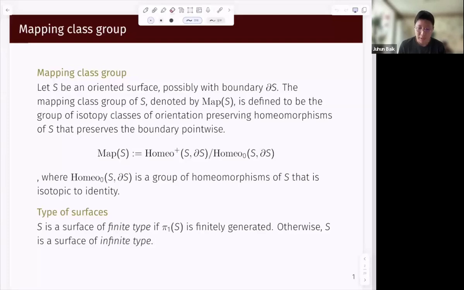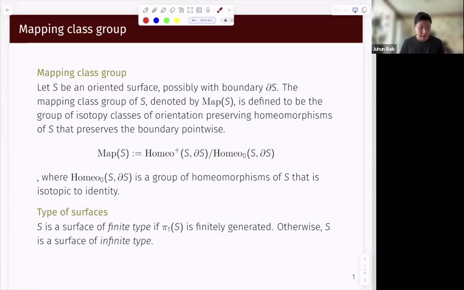Anyway, Map(S) is defined to be the group of isotopy classes of orientation preserving homeomorphisms of S that preserve the boundary pointwise. So you fix the boundary, and then you can do anything inside the surface. You can write it this way: here the plus means orientation preserving, and Homeo_0 is the group of homeomorphisms which are isotopic to the identity. So you quotient out by the isotopy and then consider the equivalence classes.